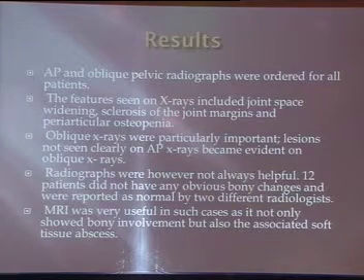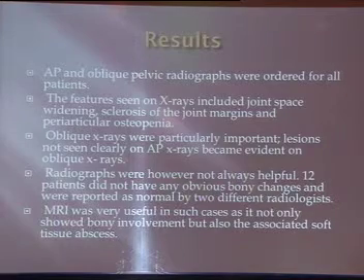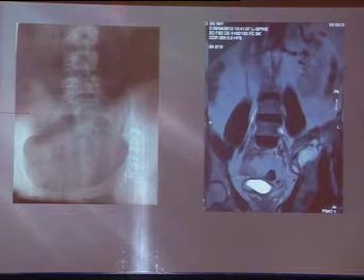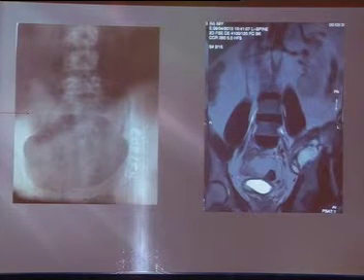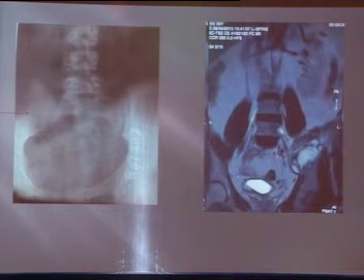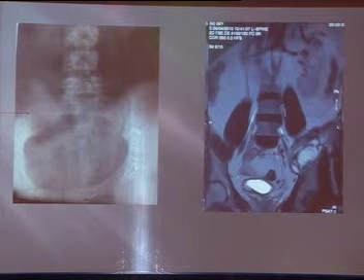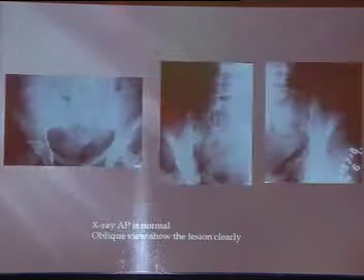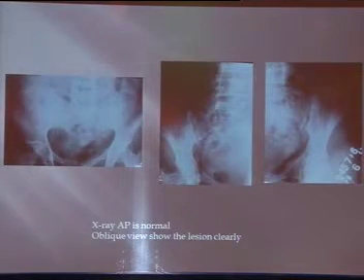MRI was very useful in such cases as it not only showed the bony involvement but also the surrounding soft tissue involvement or any abscess around that region. This is the picture showing involvement of the left SI joint. The radiograph shows the involvement of the SI joint, and the corresponding MRI in T2 film shows the collection around the SI joint. In this view, the AP view shows normal findings, but in the oblique view, we can find the widening of joint space as well as the periarticular osteopenia.